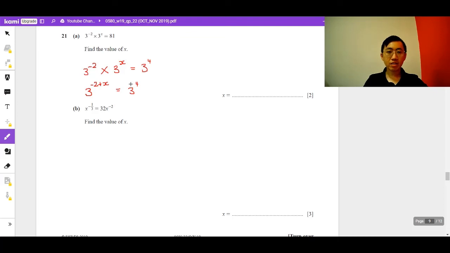Now, looking at it, the base is already the same on the left and on the right. You can use the comparison technique. By comparison, you take the power equals to power. So straight away write negative 2 plus x equals 4. Teacher is going to move this minus 2 to the other side to become a plus. So 4 plus 2, that will be 6. So the value of x is 6.